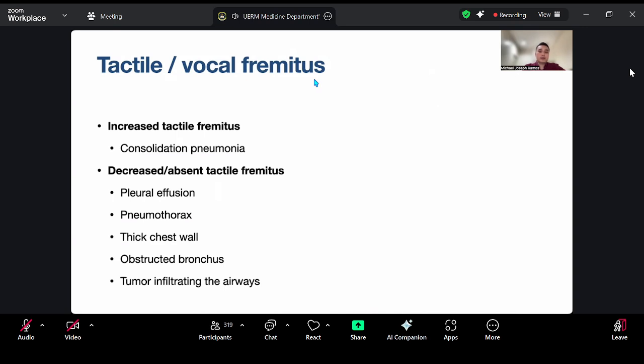Increased transmission of the vibration can typically be seen in consolidation pneumonia. And so for cases with decreased transmission, this can be due to air in the pleural cavity or water in the pleural cavity, or due to a thick chest wall, due to a muscular body, or a thick adipose tissue. An obstructed airway could also lead to a decreased or absent tactile fremitus, also including tumor infiltrating the airways, which can impede the transmission of the sound.